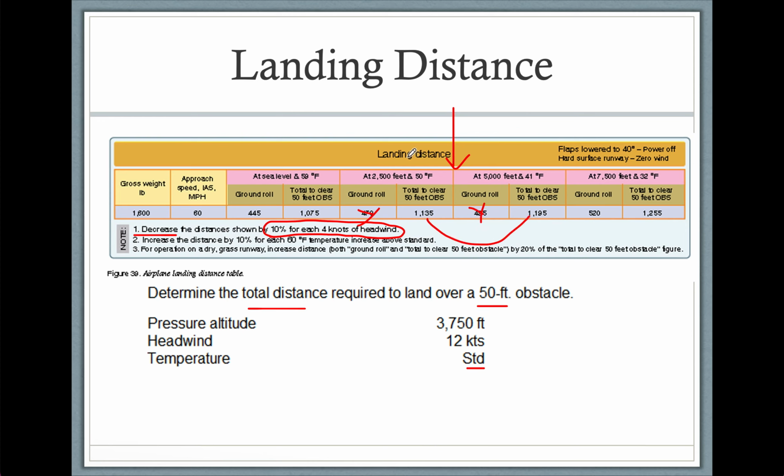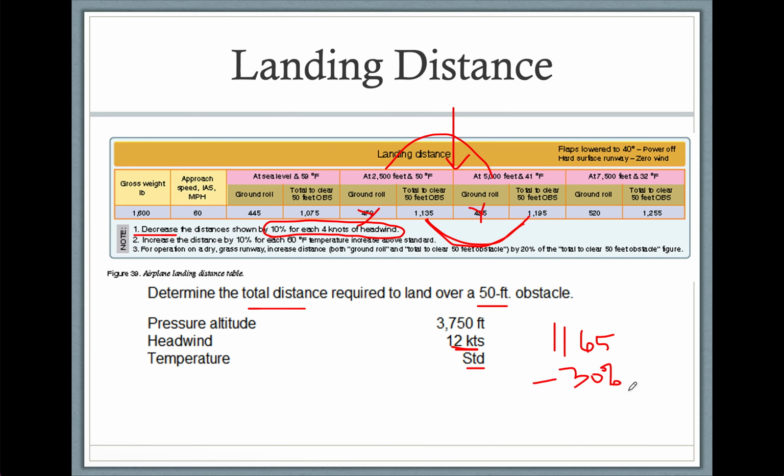Now at 3750, I'm halfway between those two numbers, so I need the number halfway between those two numbers. Looks like there's 60 feet in between the two. If you do the math, 1195 minus 1135. So looks like the answer is going to be 1165, but not yet. I still have to compensate for the wind. So I have to decrease it 10% for each 4 knots. 12 divided by 4 is 3, so that's 30%, minus 30%.